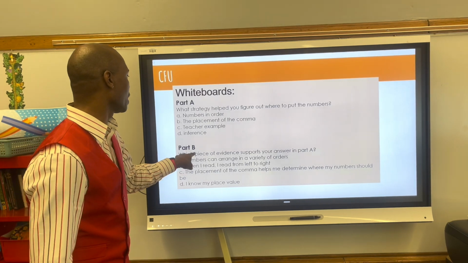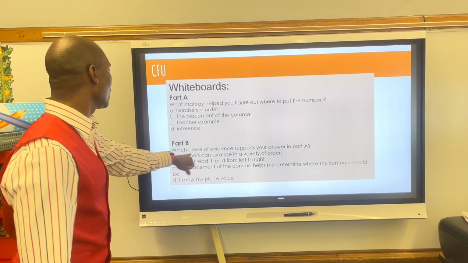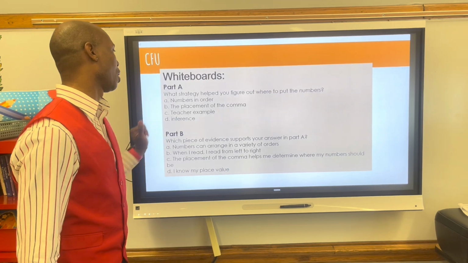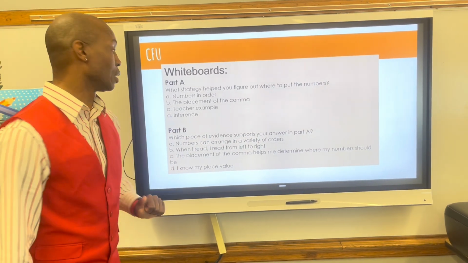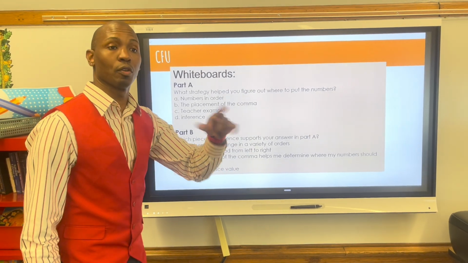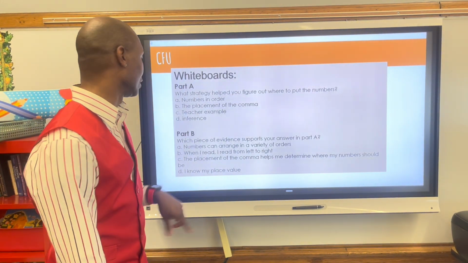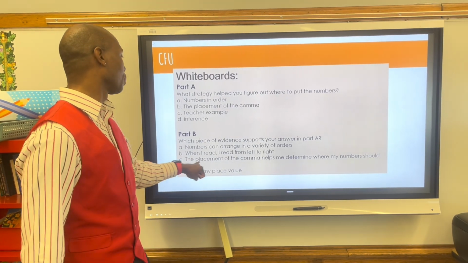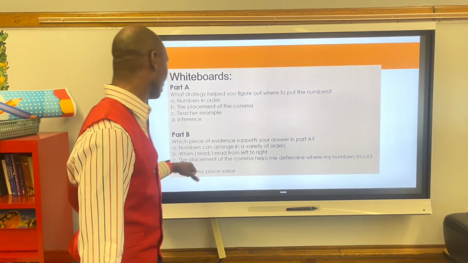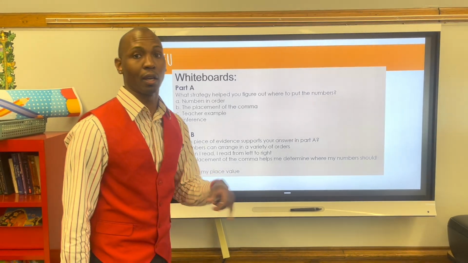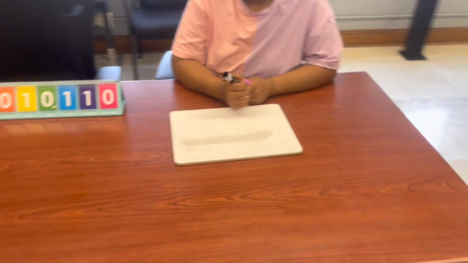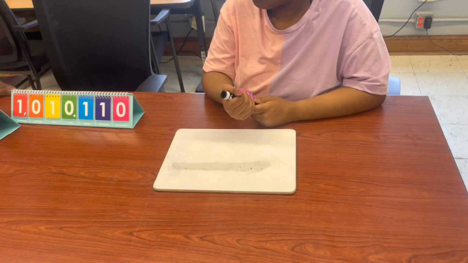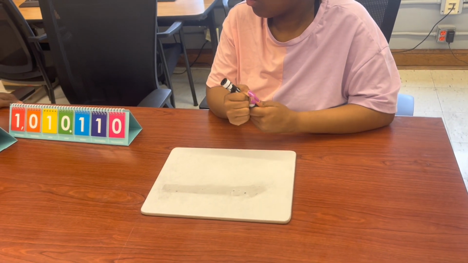Then look at part B. Erase your whiteboard. Which piece of the evidence supports your answer for part A? Numbers can arrange in a variety of orders. Do we know that? When I read from left to right, do we know that? Because those are things that help. Or the placement of the comma helps me determine what my number should be, or I know my place value. A child should know all 4 of those things, but which one of these could be articulated? Miss Jones, write down on the sample what you think your opinion is for part B's question.